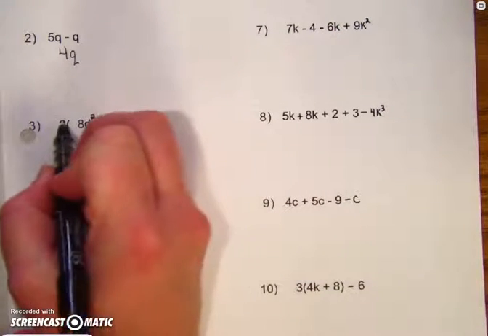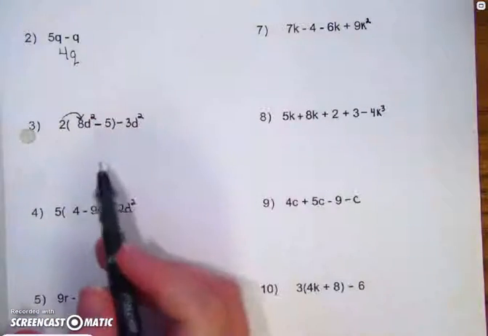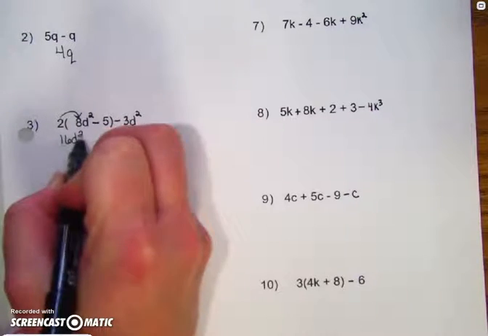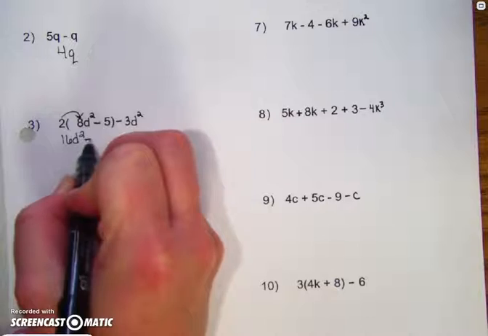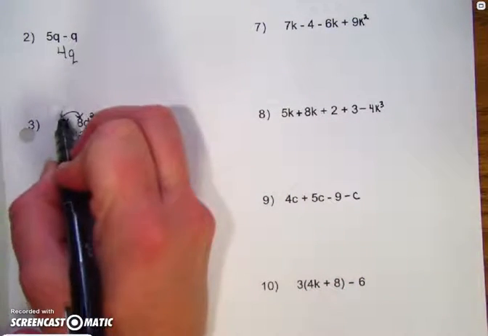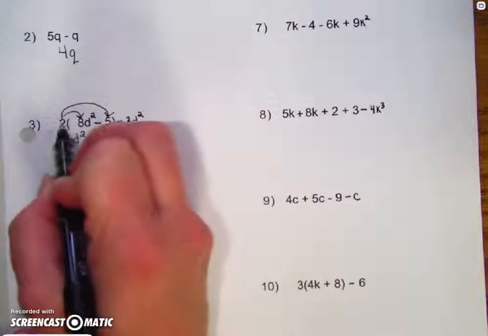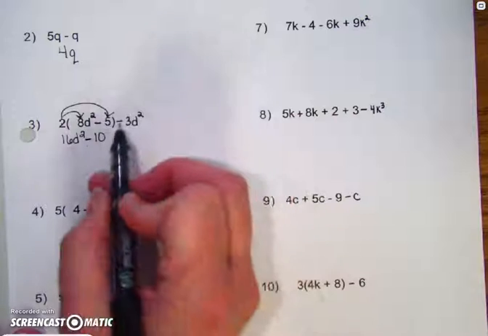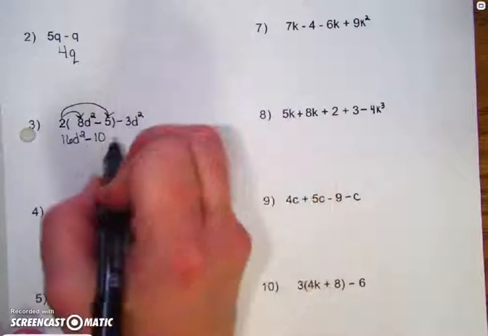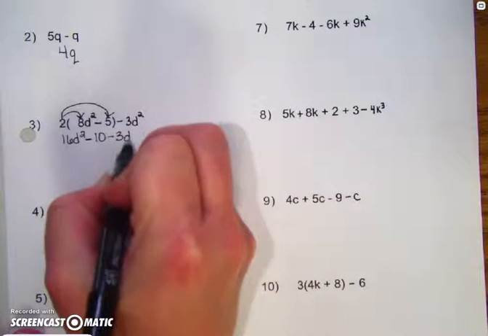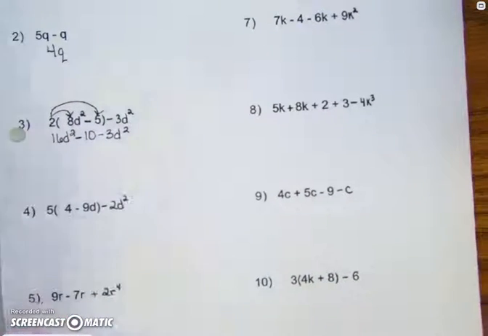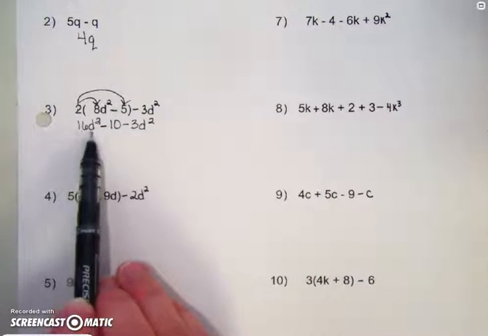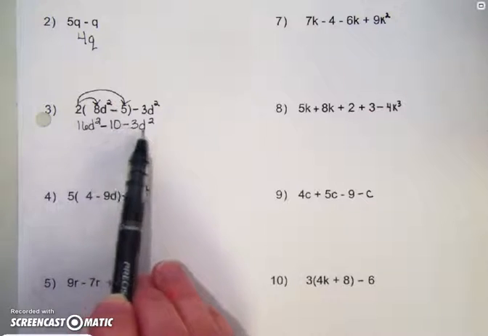So 2 times 8d squared gives us 16d squared. And we're going to bring down the same sign, minus, and we're going to then distribute our 2 to the 5. So 2 times 5 gives us 10. And then we've got to bring down the rest of our expression, minus 3d squared. Okay, so now our new expression is 16d squared minus 10 minus 3d squared.